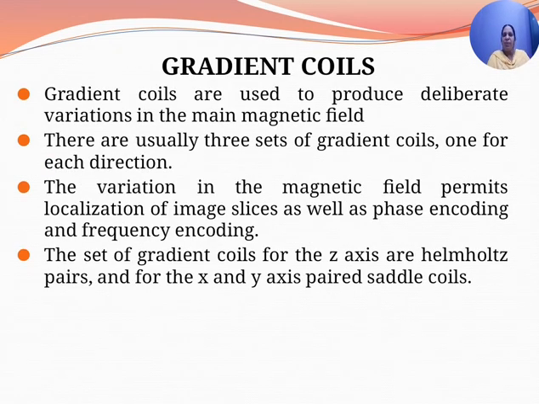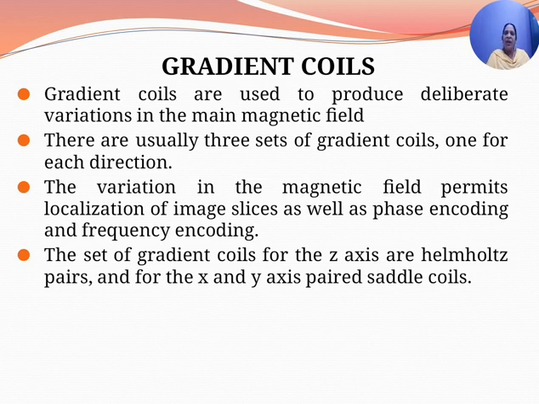The next one is your gradient coils. The gradient coils are used to produce deliberate variations in the main magnetic field. There are usually three sets of gradient coils, one for each direction. How many sets do we have? Three sets of gradient coils, one for each direction. We have three directions, X, Y and Z, the common directions.